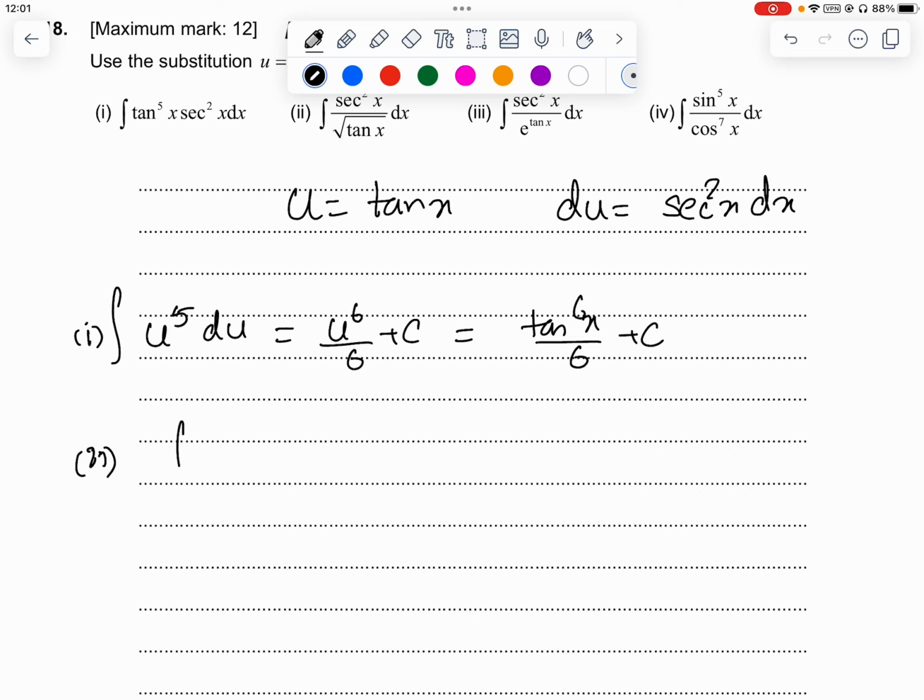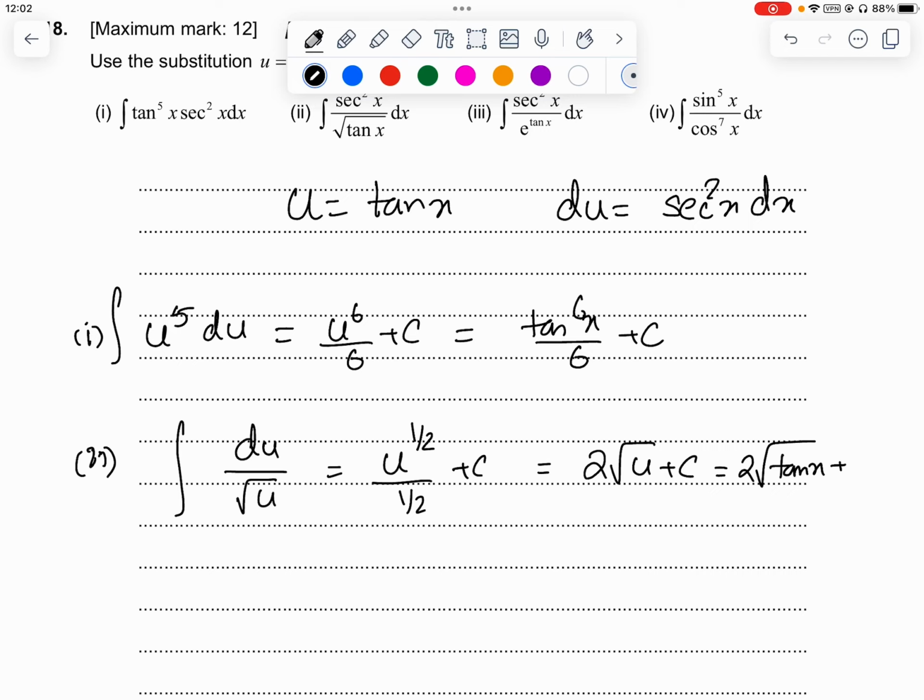Second term, secant square x dx is du upon square root of u. So it becomes u to the power of 1 upon 2 upon 1 upon 2 plus c. So it becomes 2 square root of u plus c, which becomes 2 square root of tan x plus c.